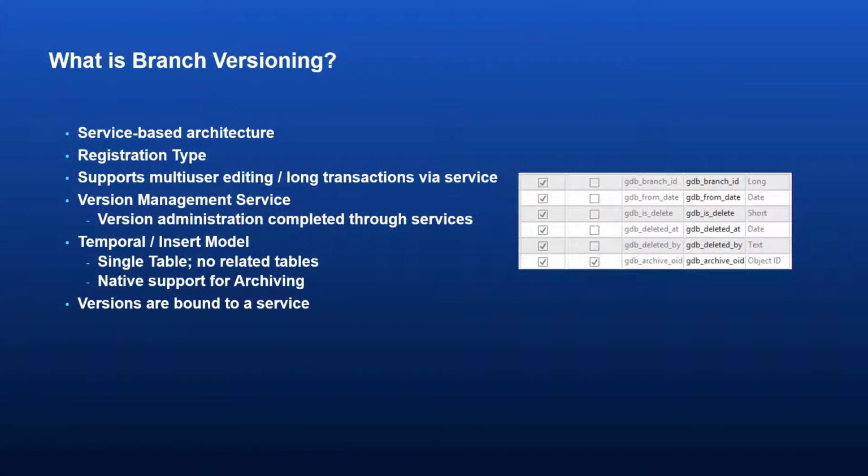Because of this table structure, branch versioning feature classes natively support archiving, meaning you do not need to additionally enable archiving on your branch version feature classes. Because branch versioning uses a service-based architecture, there are a few caveats which should be pointed out. That is that versions are bound to a service, meaning if there are multiple feature services referencing the same database or even the same data, versions from each service are not aware of each other. More specifically, if you create a version in service 1, you will not see that version in service 2.